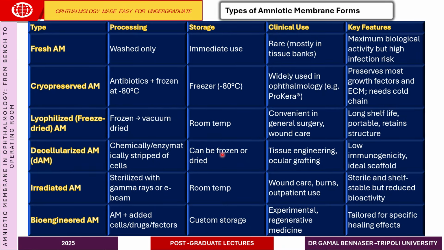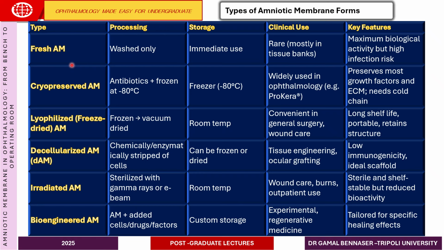This summary diagram shows the comparison between the different types of the amniotic membranes. As I said, the fresh one is rarely used nowadays because of the risk of infection. The advantage is that it doesn't need any storage and can be used immediately. However, it needs a thorough wash, and you need to make sure that there will be no transfer of infection from the donor to the recipient.